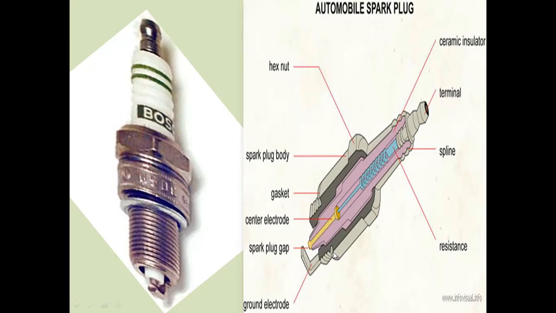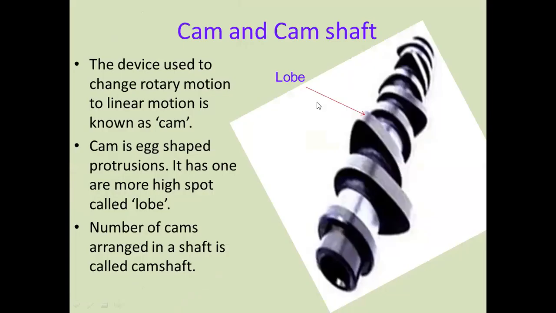So for the pre-ignition condition, sometimes high temperature will occur in the combustion chamber, which means at that time the spark plug electrode also melts. From here, these are all the construction views of the spark plug. So in the next slide we can discuss the cam and the camshaft.